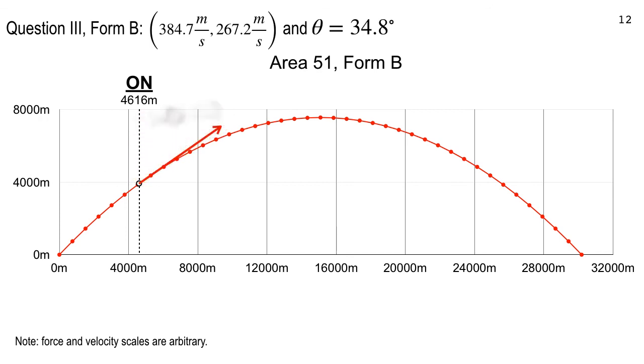So here's your velocity vector at that point. And again, you've got the centripetal force vector, but it's tilted relative to 34.8. And so it's a little bit steeper here, and here's the drag force. So this was a little steeper because it's a little bit earlier relatively on the parabola. Spatially, we're not as close to the apogee as the previous one. So that's Form B.